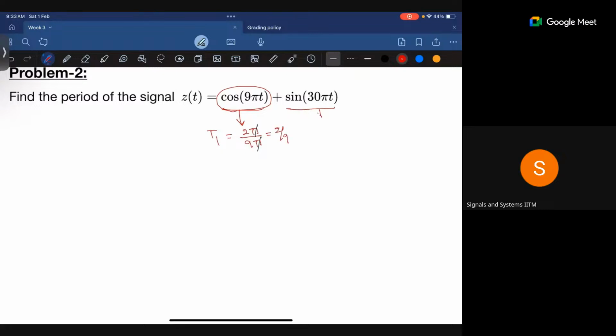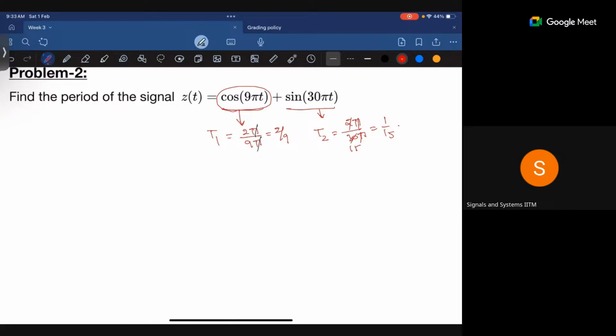Similarly, what is the time period for this? Again, the same thing: 1 by 2 pi 15, by 30 pi, so it is 1 by 15. Now I have 1 by 15 and 2 by 9.